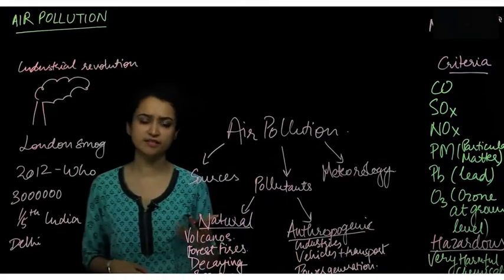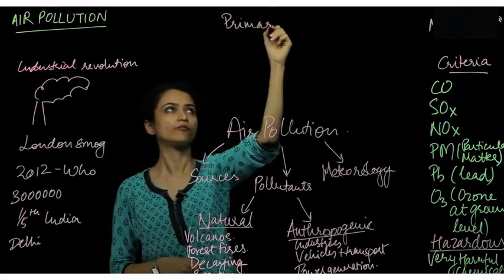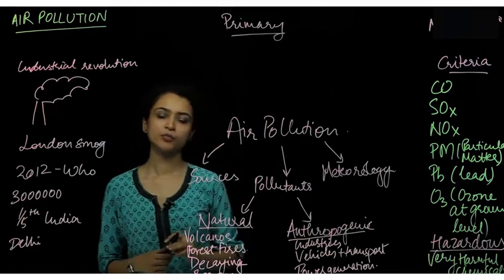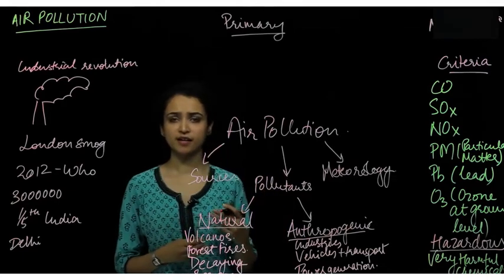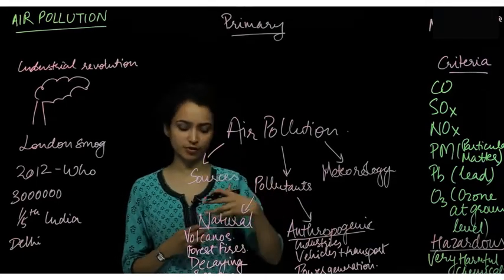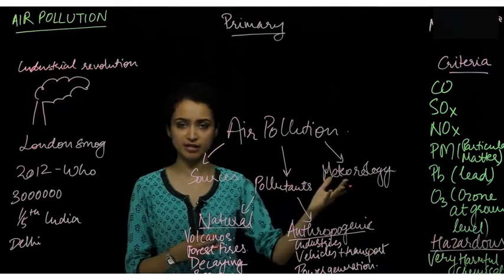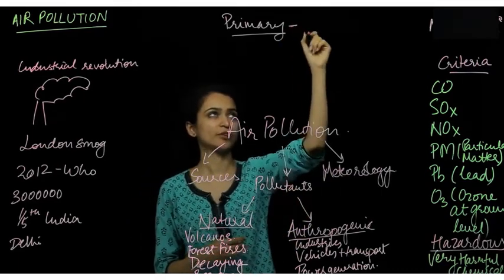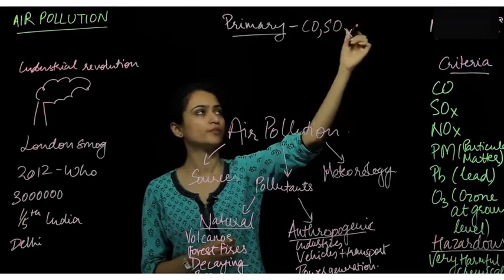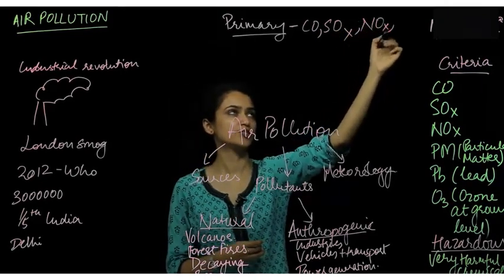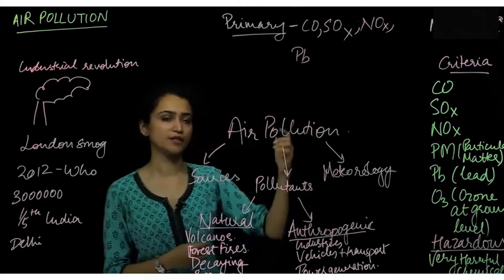There is another way to categorize these air pollutants, which is primary and secondary. Primary air pollutants are those which are emitted from a source, and without undergoing any change, they are directly just plain harmful for us. So the primary pollutants are carbon monoxide, again oxides of sulfur, oxides of nitrogen, lead and particulate matter.